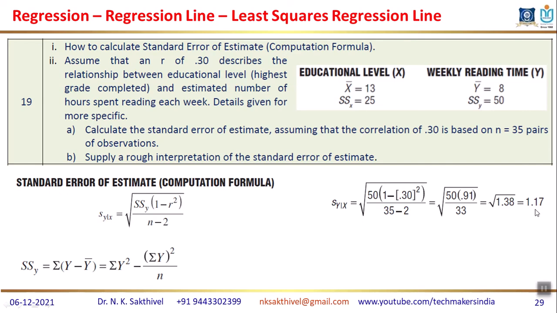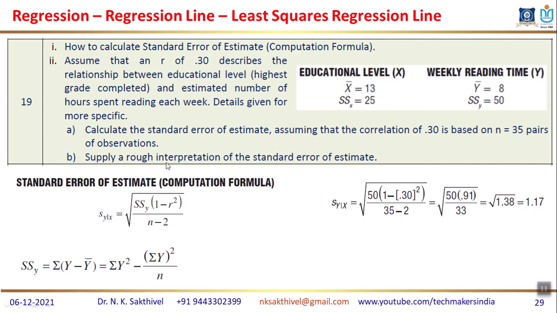What did you understand? Calculate the standard error of estimation. The standard error of estimation is 1.17. What is the meaning of that? There is an error. The standard error is predicted, we interpreted, and there is an error. How much? It is 1.17. If the error is less than 0.2, we can consider no error, but it is beyond 1, so there is an error.